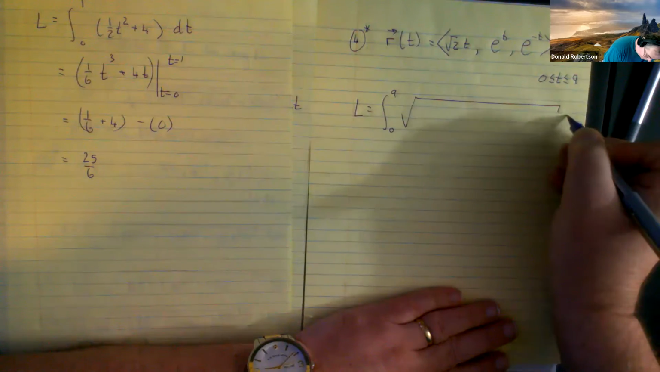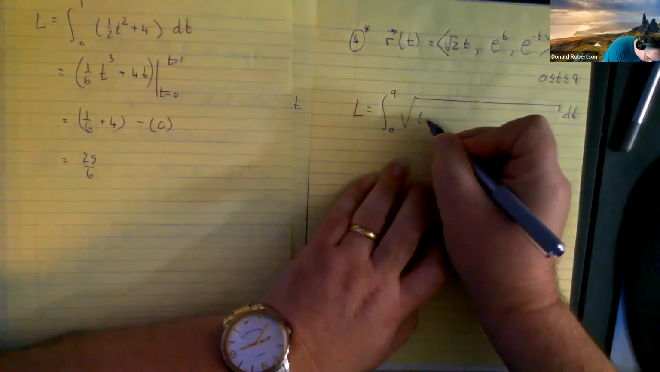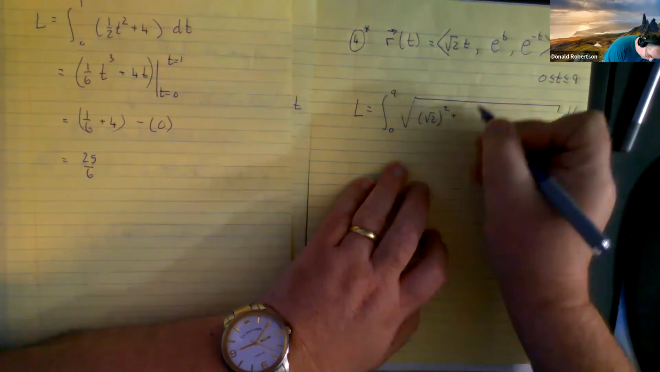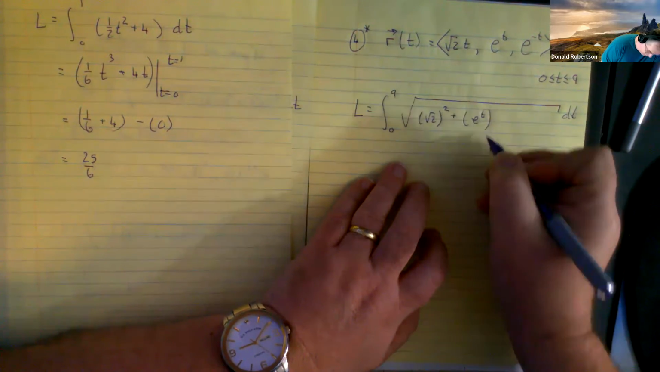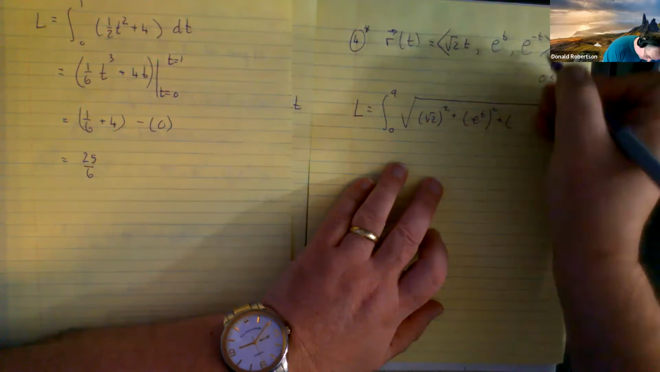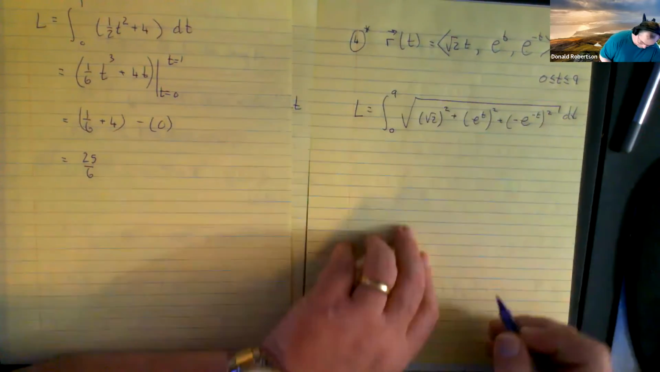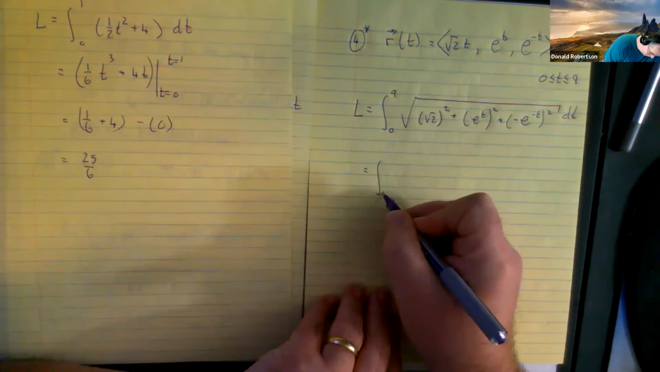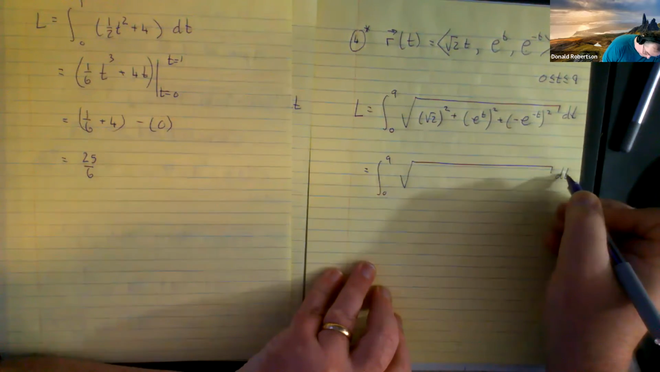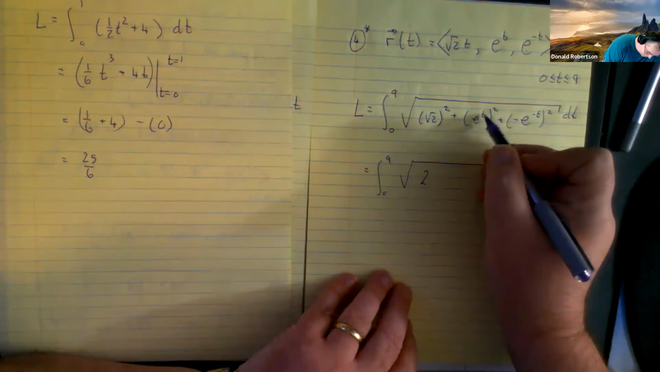Square root. The square root of 2t, when you differentiate it, is the square root of 2, and then you square it. The derivative of e to the t is e to the t, and then you square it. The derivative of e to the negative t is negative e to the negative t, but then you square it. Square root of 2 times itself is 2. E to the t squared.